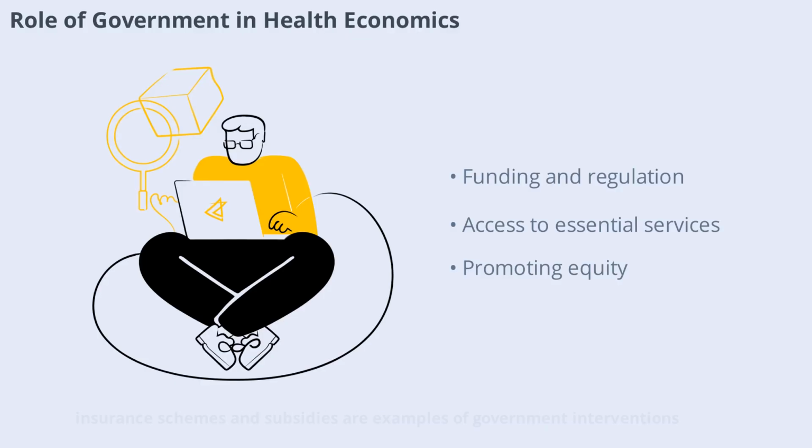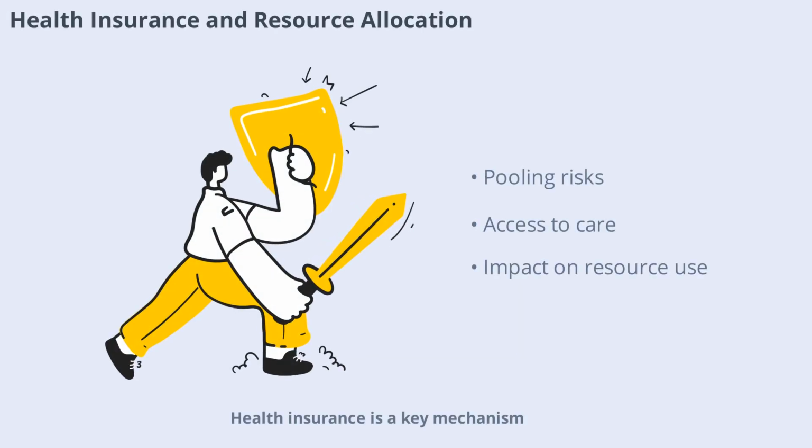Public health programs, insurance schemes, and subsidies are examples of government interventions. Effective government involvement helps address market failures and promotes equity in healthcare. Health insurance is a key mechanism for pooling risks and sharing healthcare costs. It helps protect individuals from high medical expenses and ensures access to care.